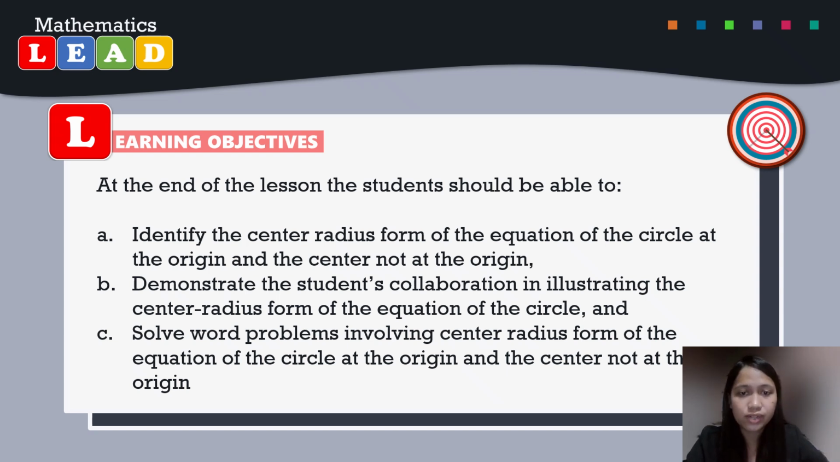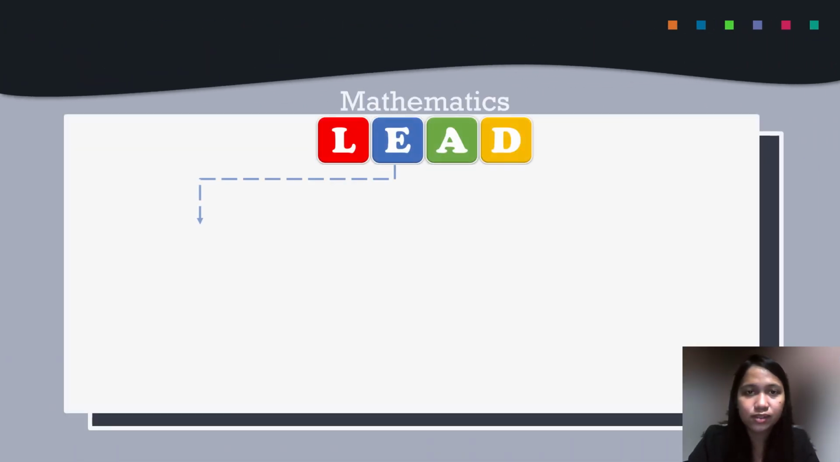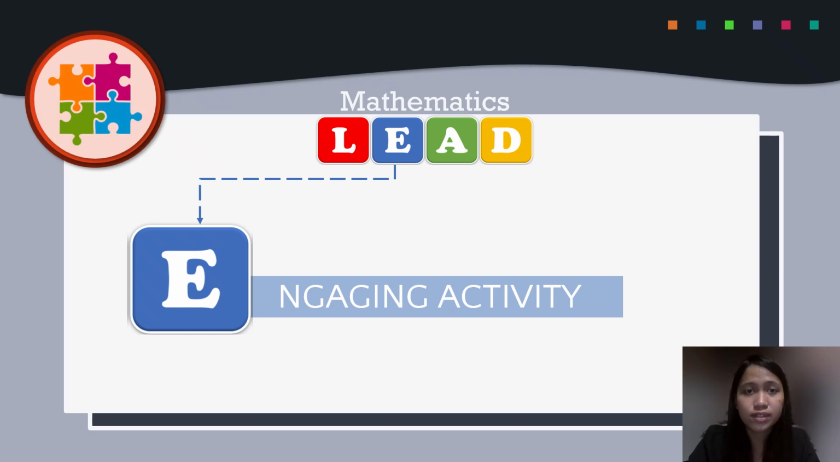A. Identify the center-radius form of the equation of the circle at the origin and the center not at the origin. B. Demonstrate the students' collaboration in illustrating the center-radius form of the equation of the circle and to solve word problems involving the center-radius form of the equation of the circle at the origin and the center not at the origin. To activate our mind to the topic to be discussed, let us first have the engaging activity.